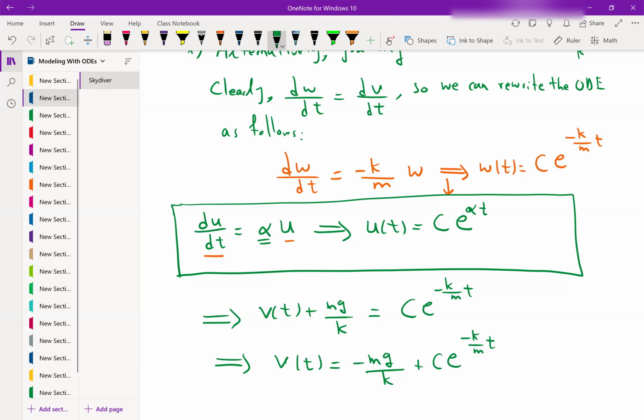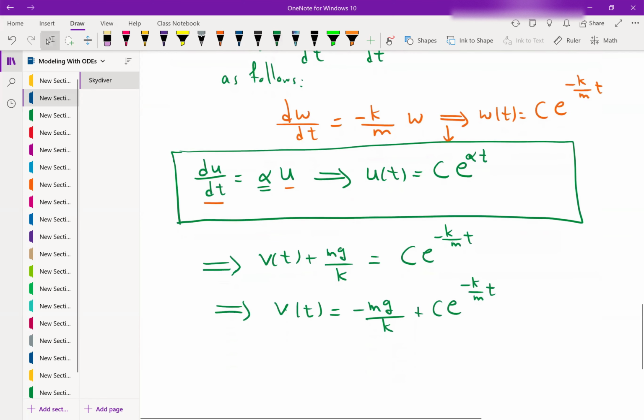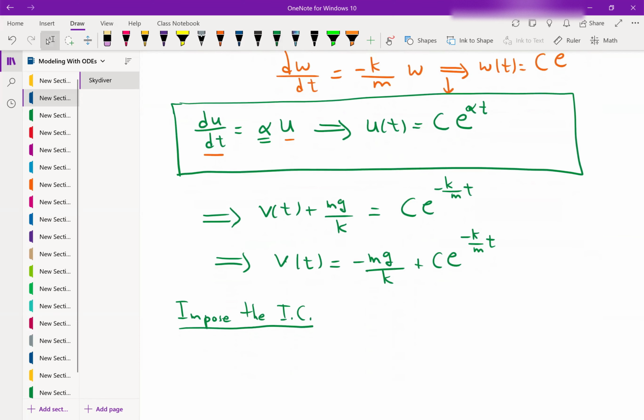And of course, at this stage, c is an arbitrary constant. How can I find c? I will impose my initial condition. That is how we usually solve our initial value problems: first, we find the general solution of the ODE, and then we impose the initial conditions. So here, what was the initial condition? V at 0 is equal to 0.